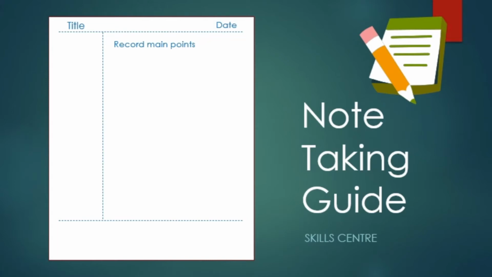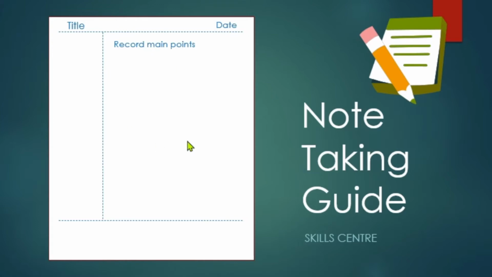For this workshop, you'll need a ruler, a pen and some paper. Take your page and divide it into 4 sections. On the top of the page, write the title of the workshop. That would be Note-Taking. On the other side of the top of the page, write today's date.